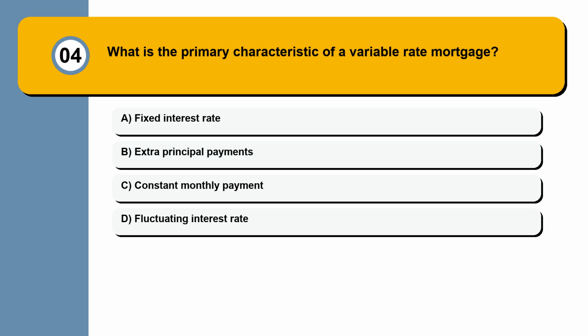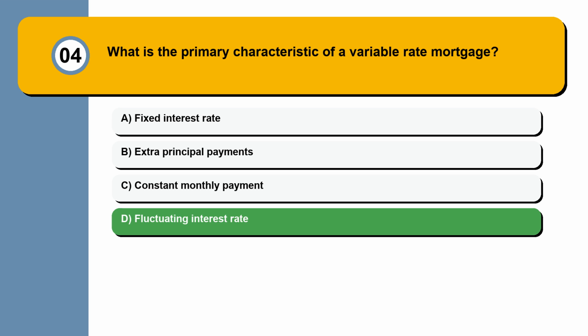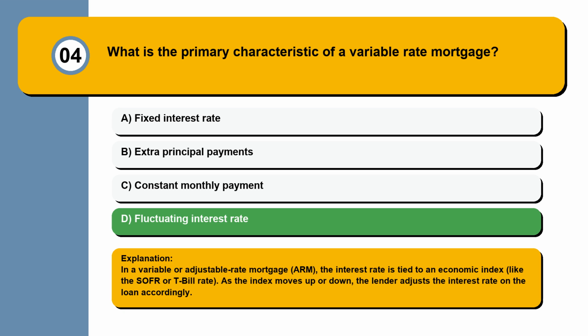Question 4. What is the primary characteristic of a variable rate mortgage? Fixed interest rate, extra principal payments, constant monthly payment, fluctuating interest rate. In a variable or adjustable rate mortgage, ARM, the interest rate is tied to an economic index, like the SOFR or T-bill rate. As the index moves up or down, the lender adjusts the interest rate on the loan accordingly.